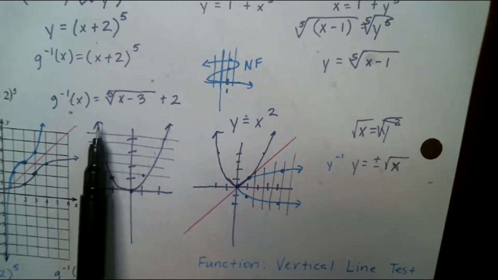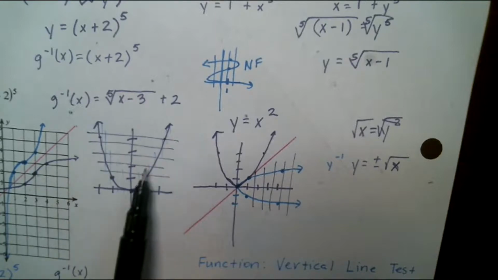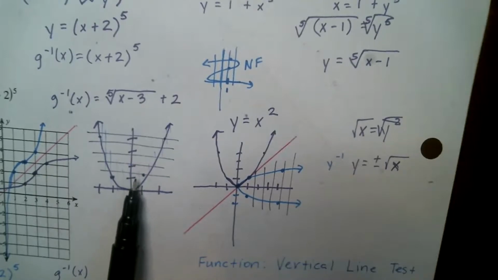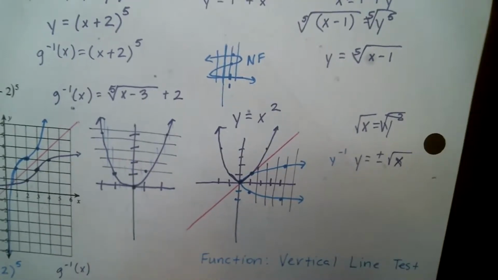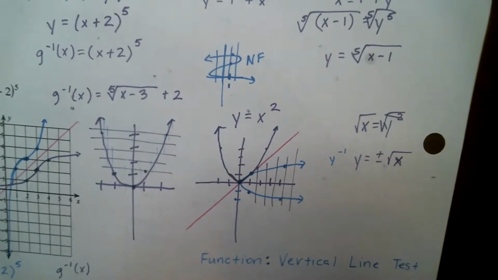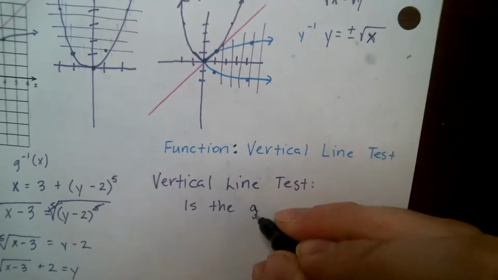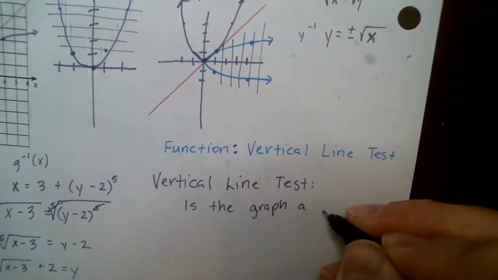So if you do a vertical line test, that will tell you whether that function is a function. If you do a horizontal line test on it, that will tell you whether the inverse of the function is a function or not. So vertical line test will tell you whether something's a function or not. Let me rewrite that. Vertical line test. And that's really what I'm trying to get you to get out of this. Is the graph a function?